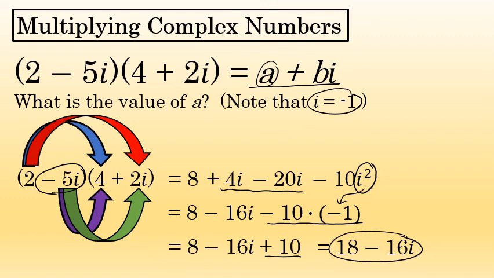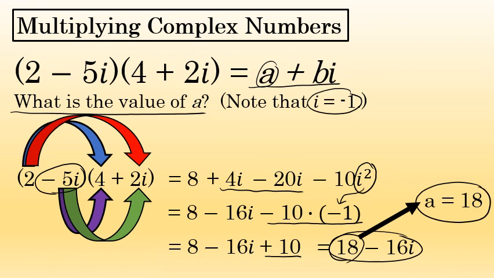Let's answer the question now given in the problem. What is the value of a? A complex number is always written in the form a plus bi, so the value of a is that 18, and we've solved the problem. When you multiply 2 minus 5i times 4 plus 2i, the value of a is 18.